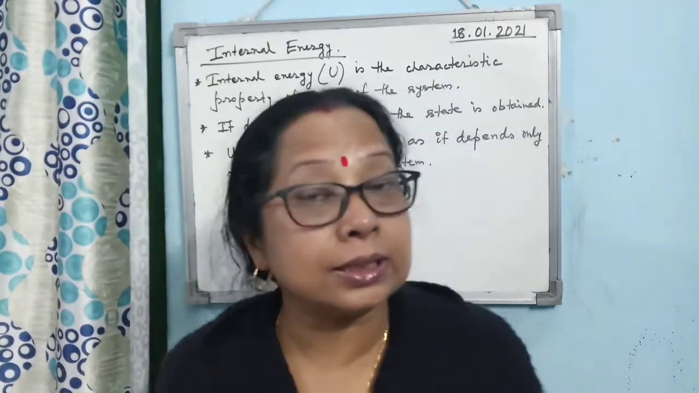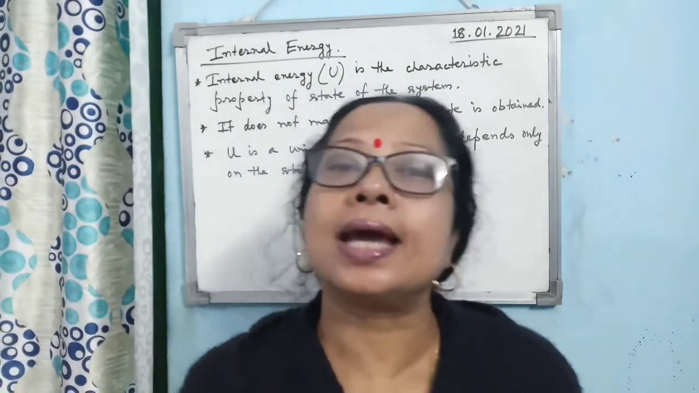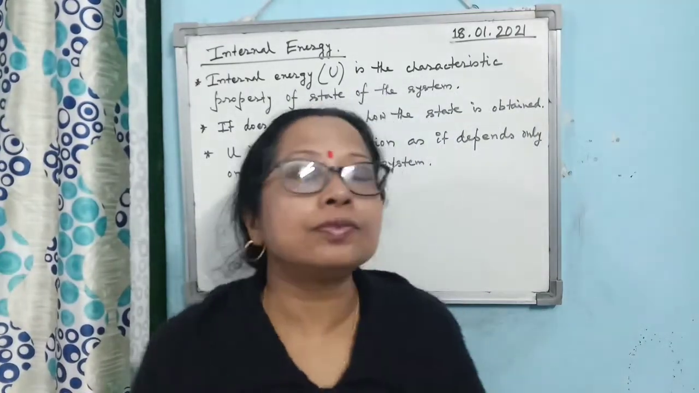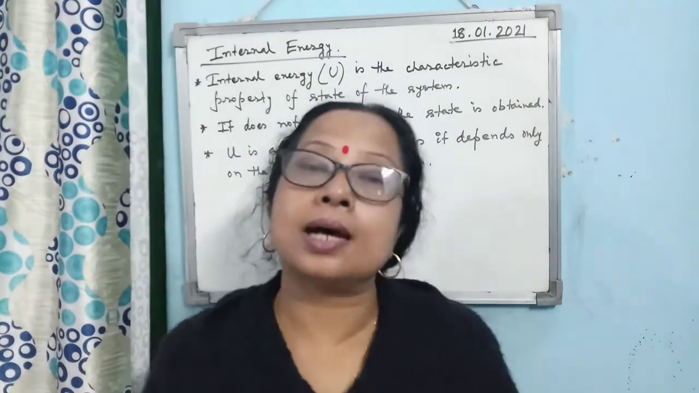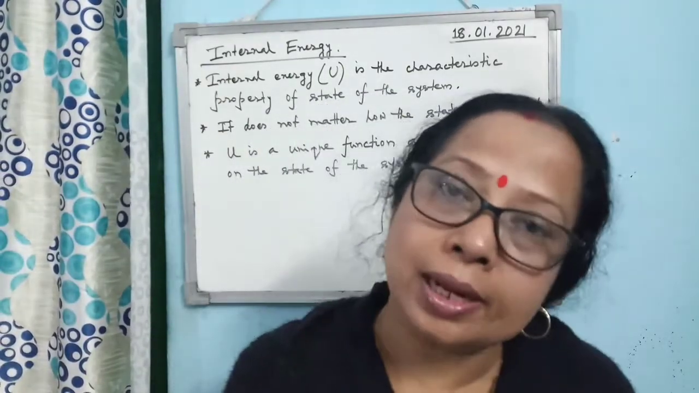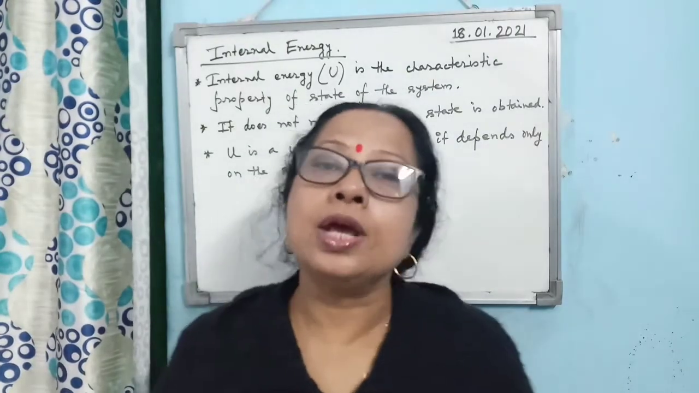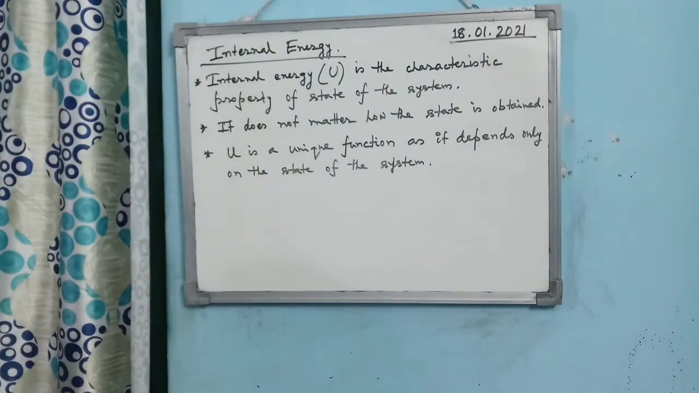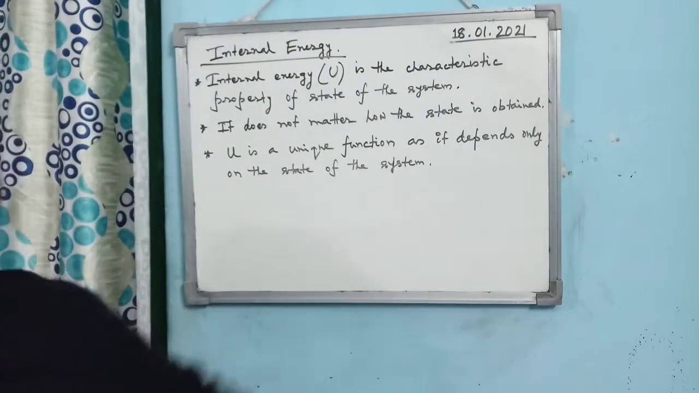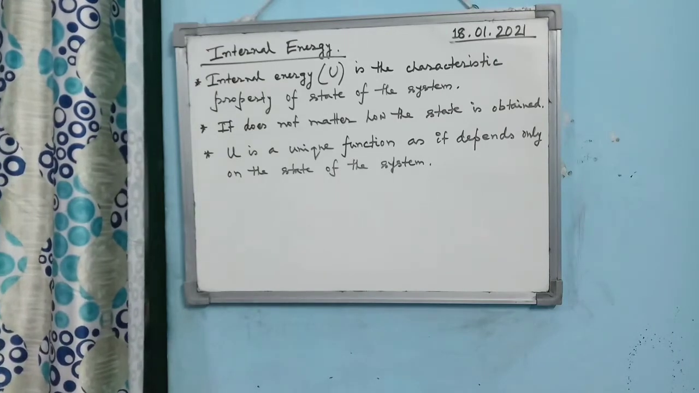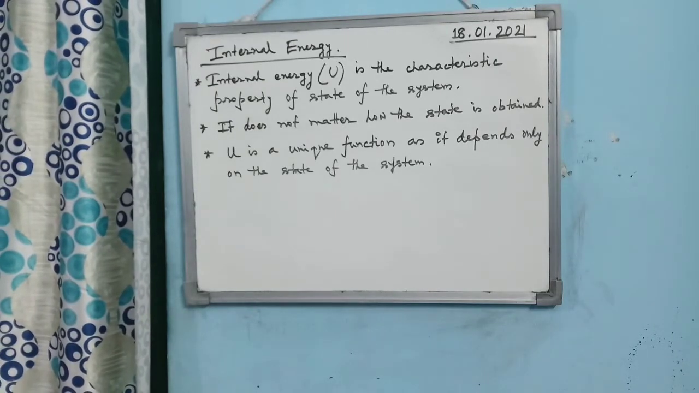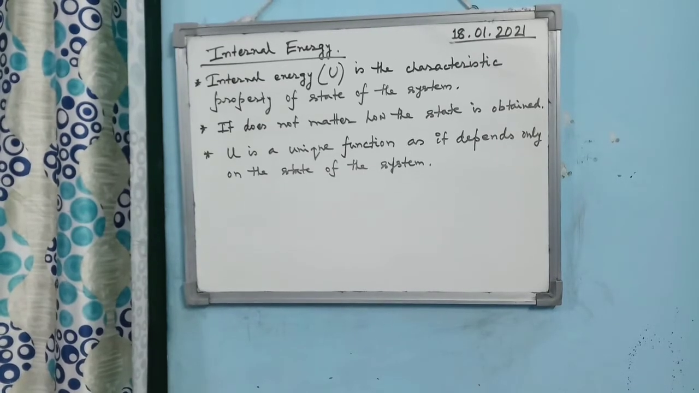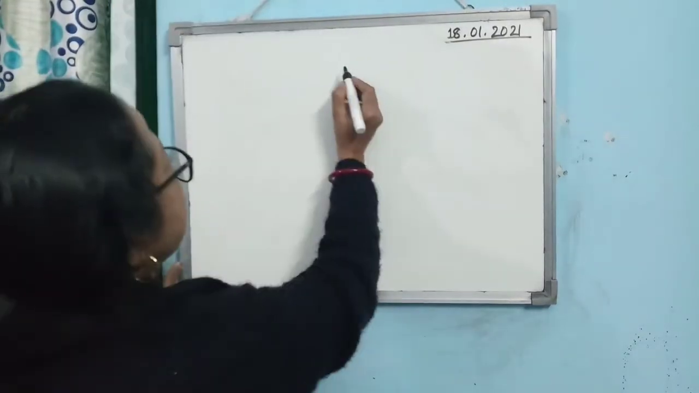If there is a change in temperature of the system, internal energy will change. But in a cyclic process, as there is no change in the state of the system, at the end of the process the system gets back to the initial state. So during a cyclic process, there will be no change in the internal energy. So internal energy is a unique function as it depends only on the state of the system. You must remember all the points I have just described related to the internal energy of a system.